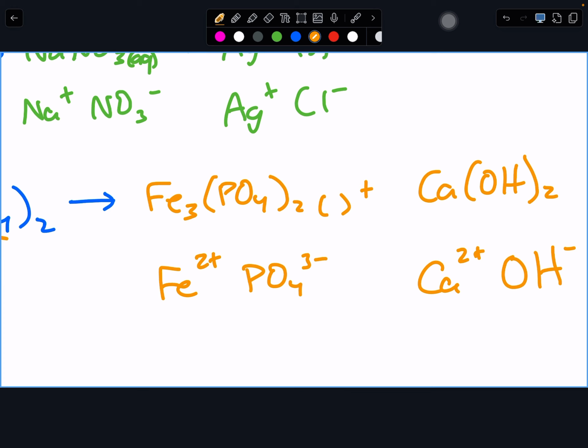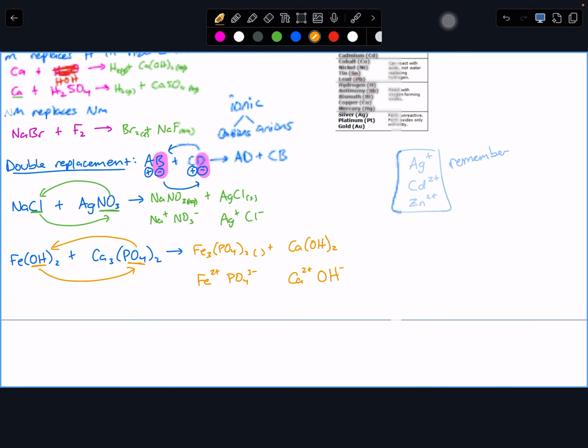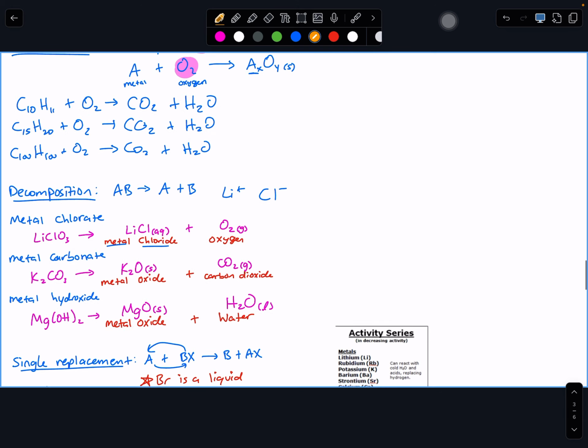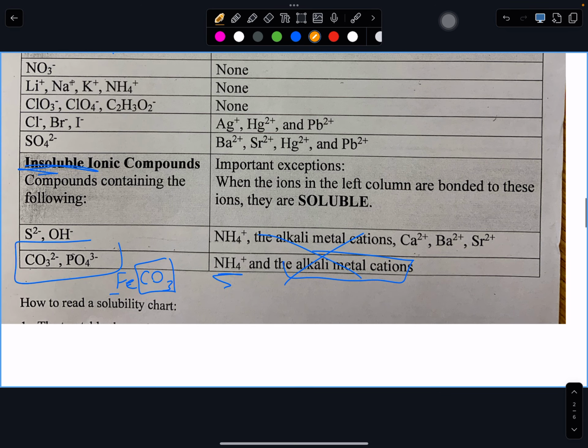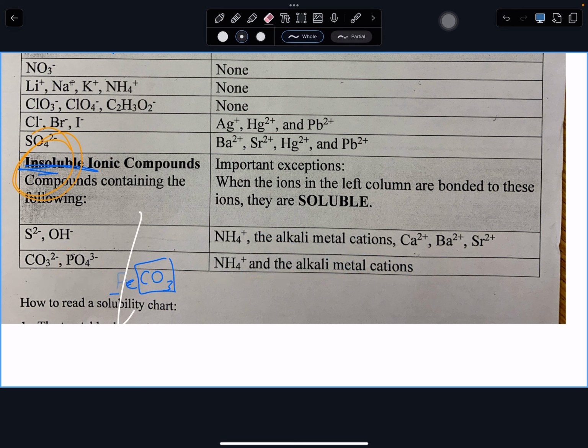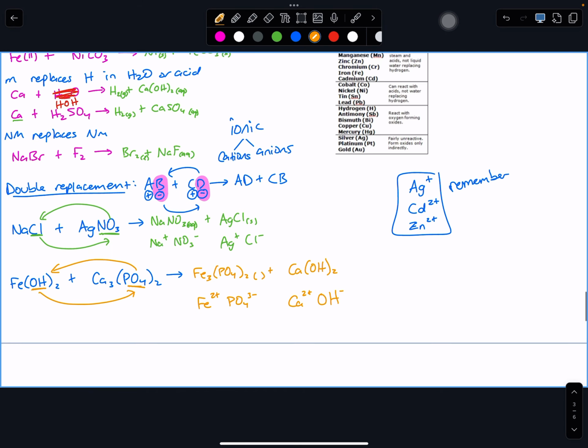Aqueous. Yeah, it's solid. No, wait, aqueous. Which one are we talking about? Fe3(PO4)2. Oh wait, no, I thought we were talking about the OH one. This one. Solid. Yeah, so it's insoluble and Fe is not here, right? So it stays solid. Does that make sense? Yeah.